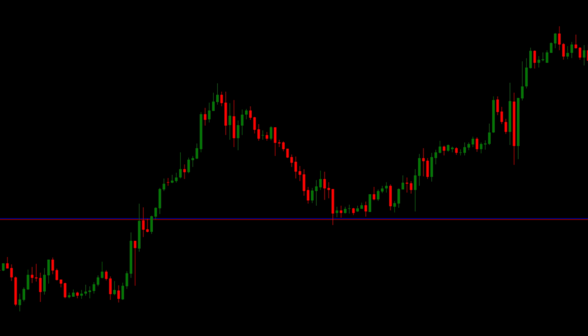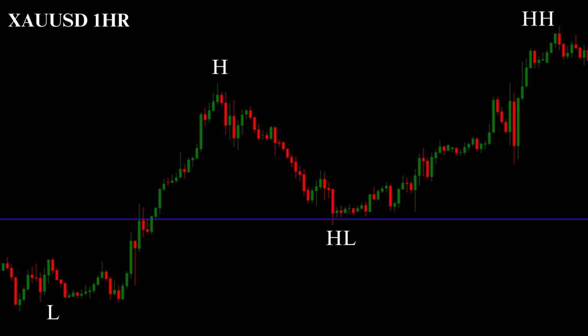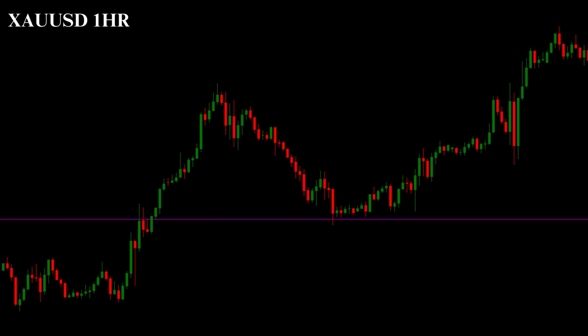This chart right here is an extract from gold on the H1 timeframe. Both current trend and current structure are bullish, making higher highs and higher lows. As long as price is sustained or held above this level, we are buying only because bulls are stronger than bears. This right here is a fresh valid order block because it took liquidity from here and broke structure here. So let's patiently wait for price to come back to our OB zone. Meanwhile, we are patiently waiting.